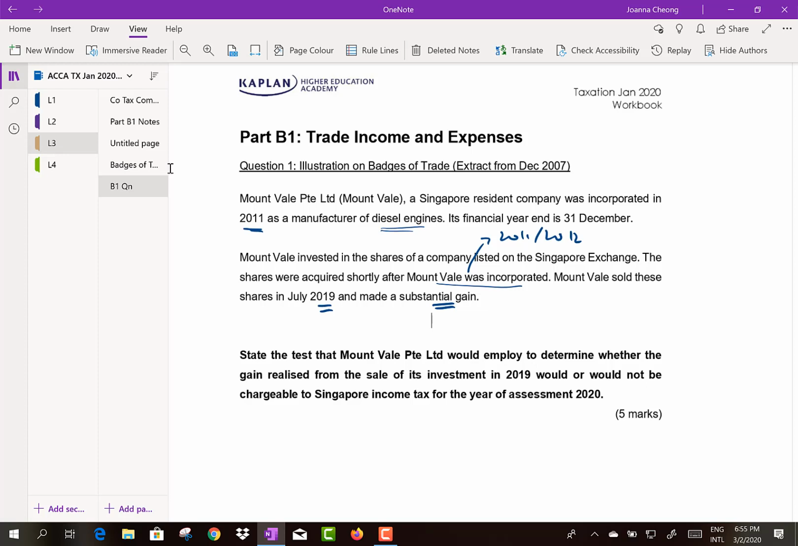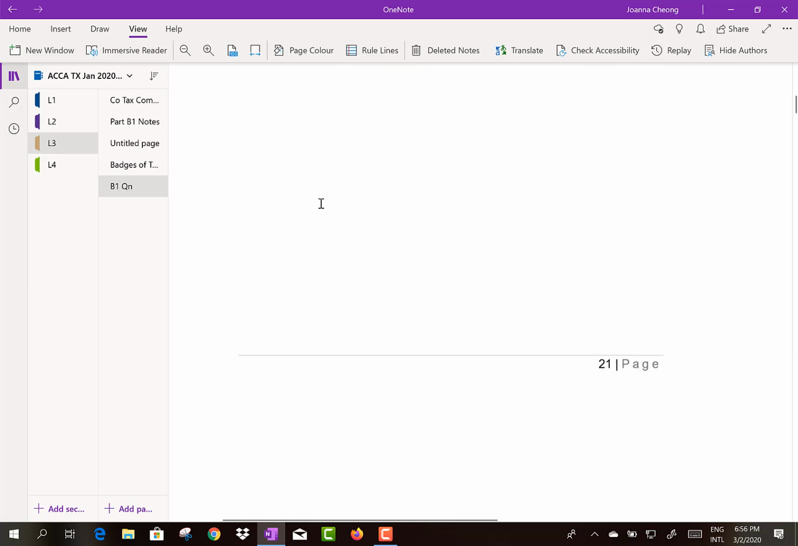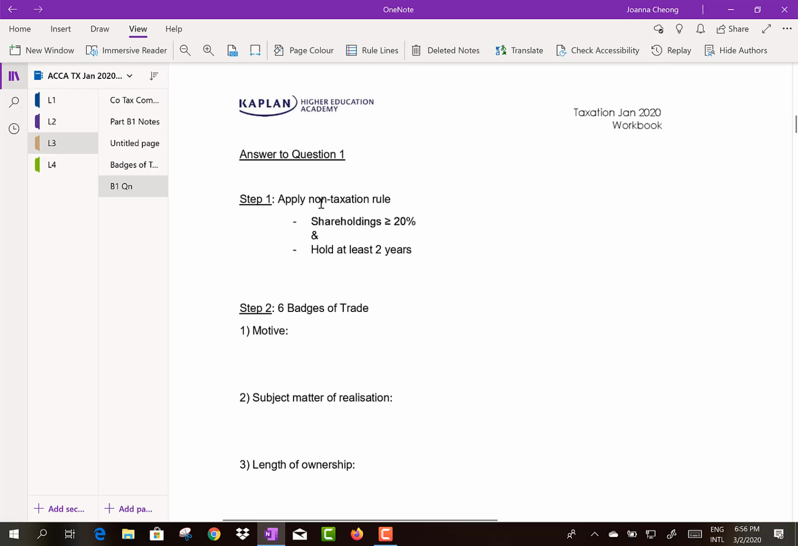Now because this is pertaining to shares, you cannot directly go into applying the statutes of trade. You have to use the non-taxation rule of shares. That means you have to ask whether you meet the two conditions or not. So now you just have to gather the facts from the question and apply. If the question is not clear, then you state it's unclear and move on to the next step. So step number 1, you apply the non-taxation rule.